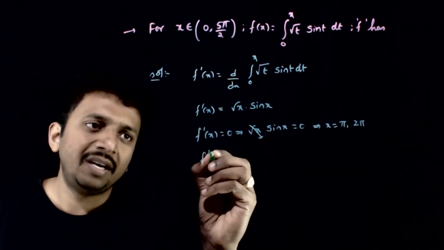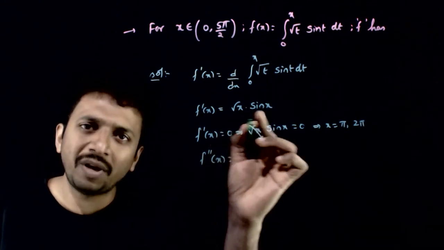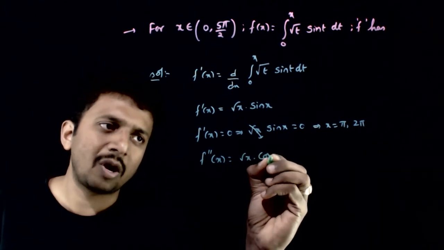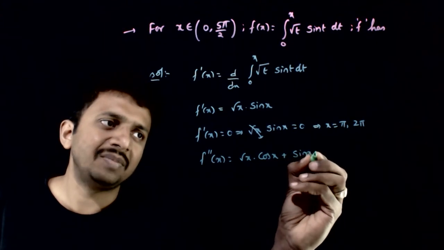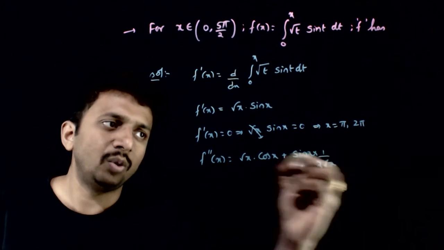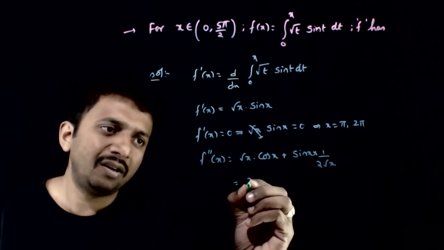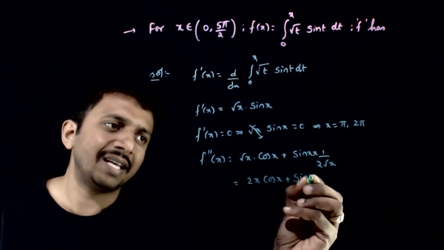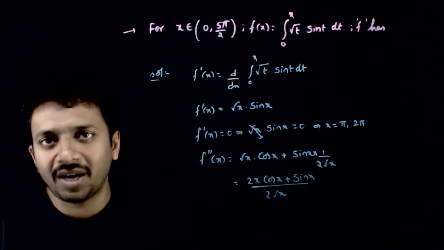So f double dash of x is equal to, so you use the UV method. Root x times cos x plus sin x times the differentiation of root x, which is 1 by 2 root x. That is equal to, if you take the LCM, 2x cos x plus sin x divided by 2 root x. This is f double dash of x.